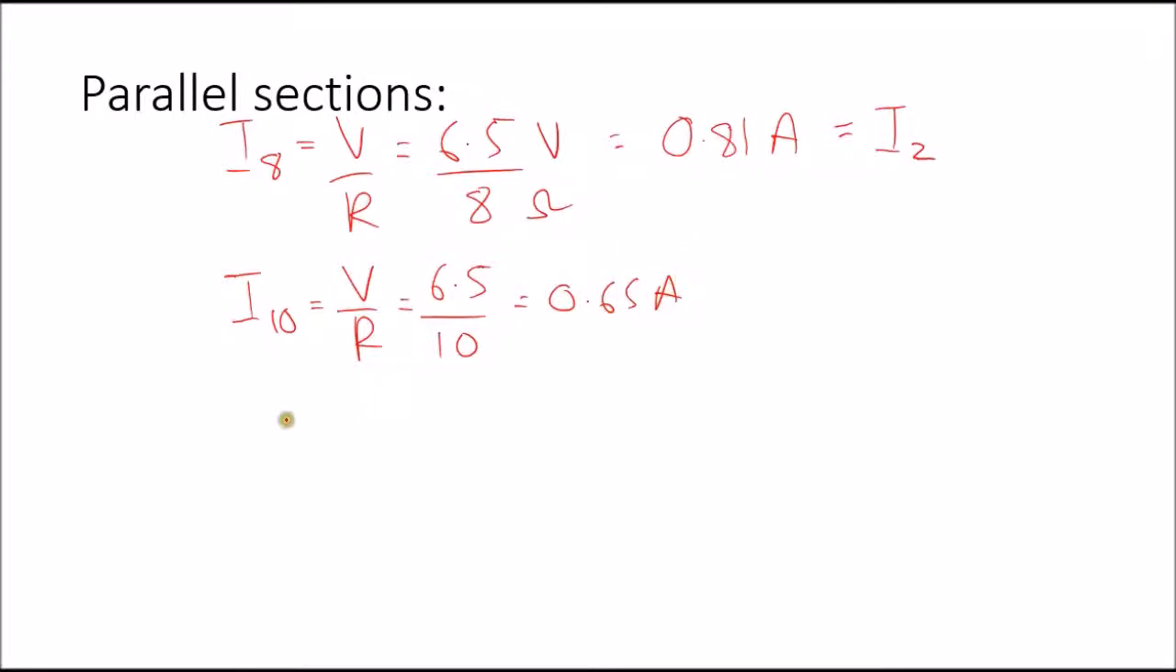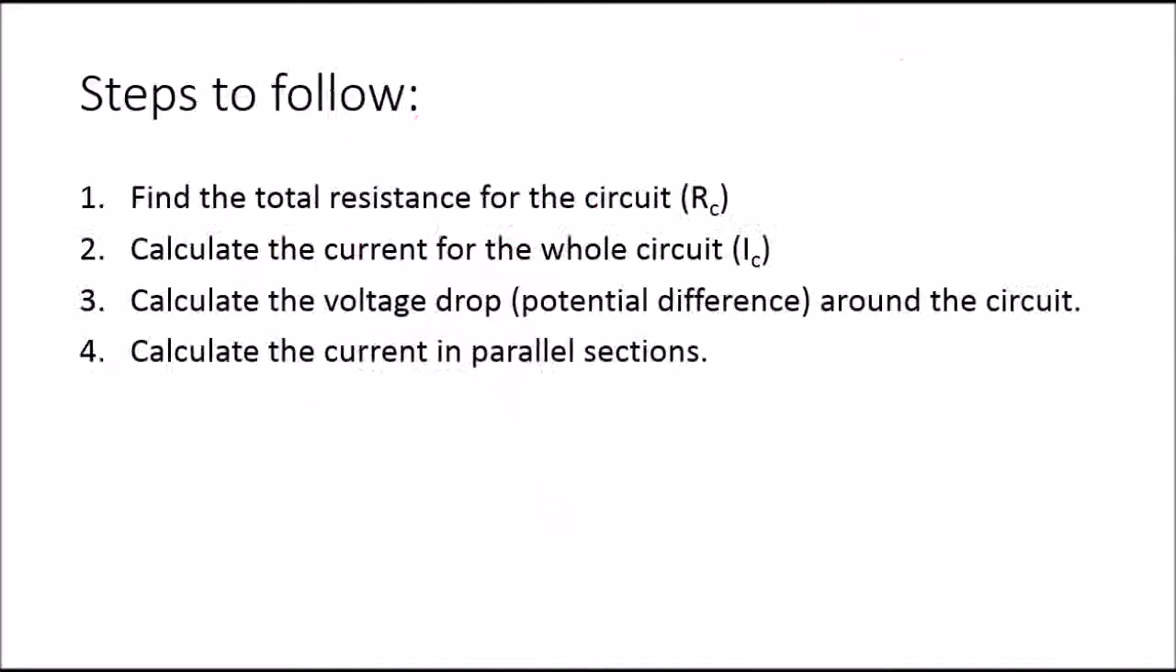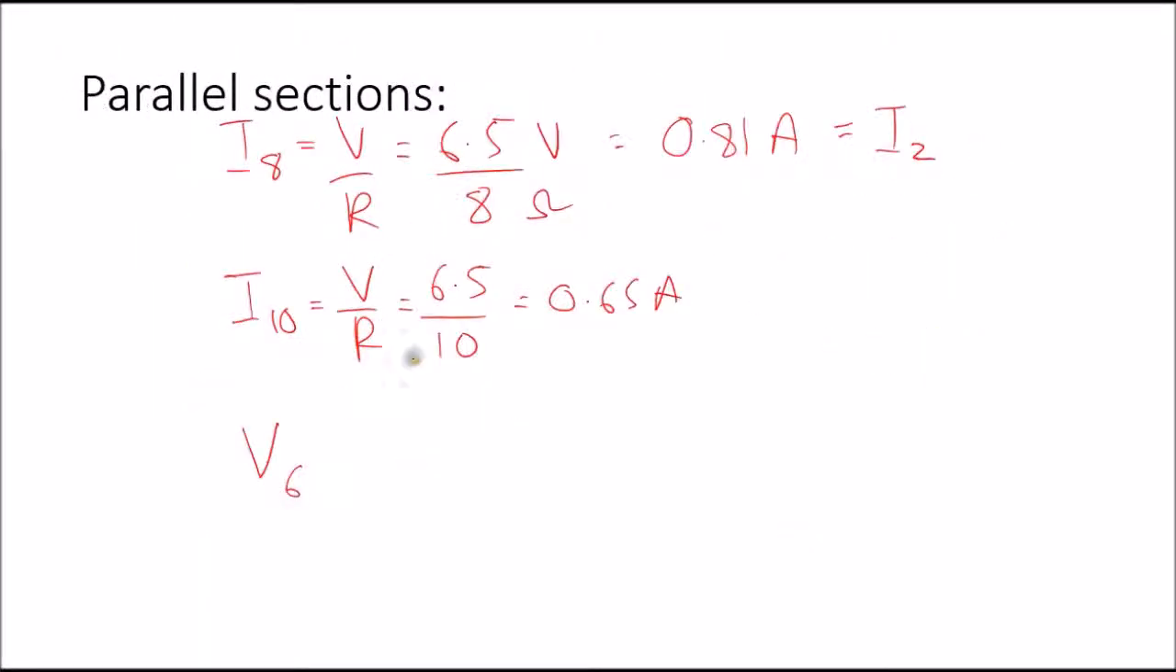So then the last thing I want to find here is the voltage across the 6 ohm resistor. And I know now that the current through the 6 ohm resistor is 0.65 amps. Multiply that by 6 ohms and I get 3.9 volts.